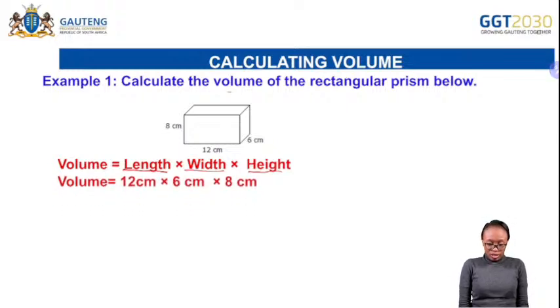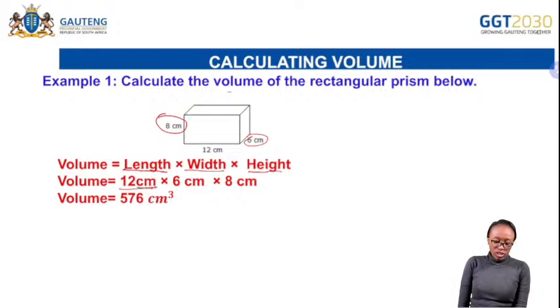So let's calculate this one. We're going to say the length is 12 centimeters multiplied by the width, which is 6 centimeters, and multiplied by the height, which is 8 centimeters. So 12 multiplied by 6 and multiplied by 8 gives us a volume of 576 cubic centimeters. Why are we saying cubic centimeters? Remember, the unit that we're using in this case is centimeters, and we've multiplied 1, 2, 3, and then we end up with cubic centimeters.